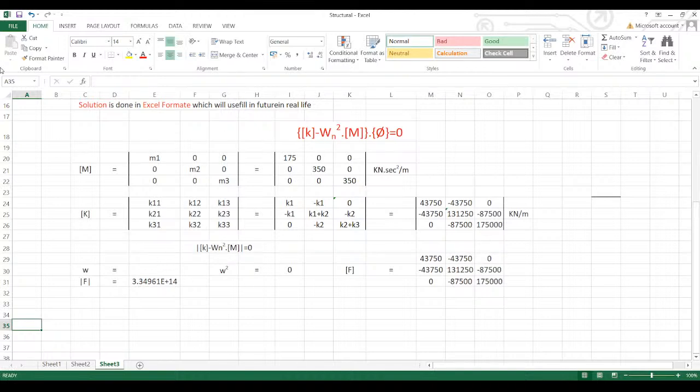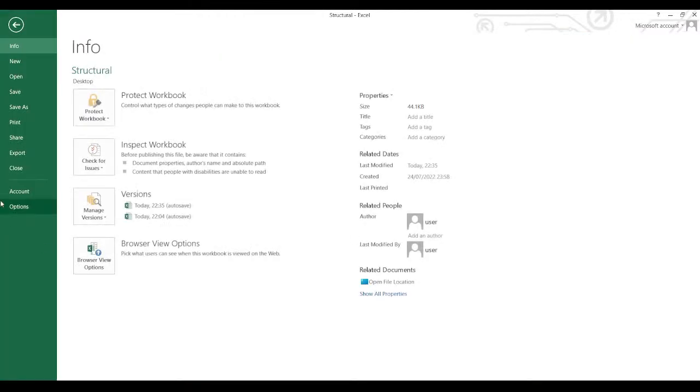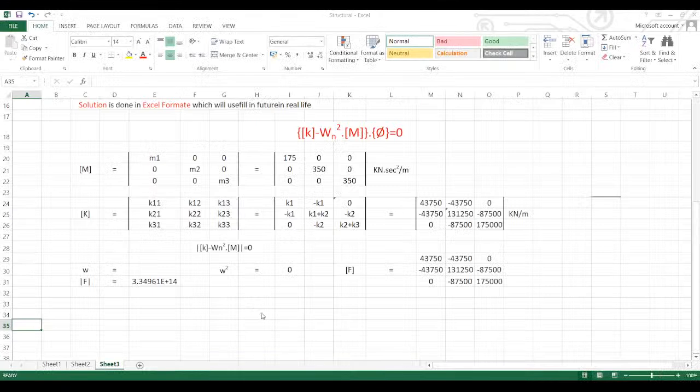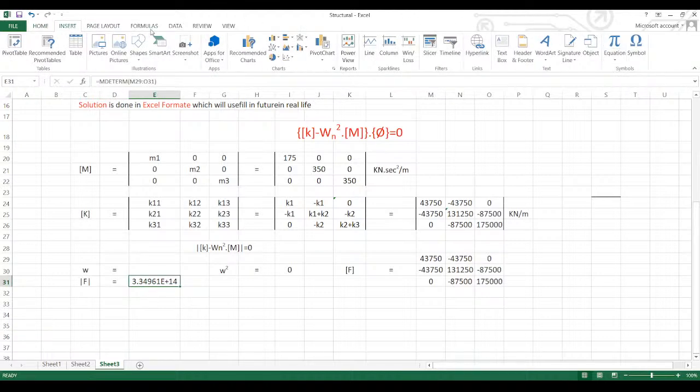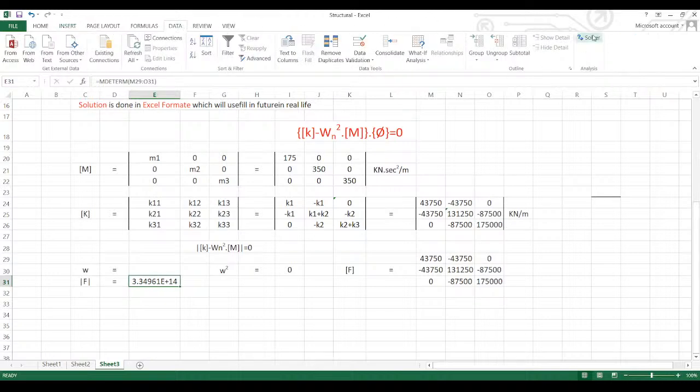Now to find the omega, you have to go to File, Options, click Add-ins, and Go, and tick the Solver add-in. Okay, if you tick this Solver add-in, then here you have to tick this one. No, you have to go to the Data tab, and there is the option of Solver. So you click the Solver option.